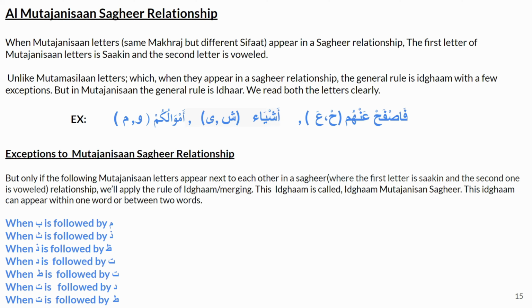The rule to read them is not idhar, rather we read them with idgham. When letter ba is followed by letter meem, when letter tha is followed by letter zal, when letter zal is followed by letter dha, when letter dal is followed by letter ta, when letter ta is followed by letter ta, when letter ta is followed by letter dal, and when letter ta is followed by letter ta. And now we will see them in detail with examples.